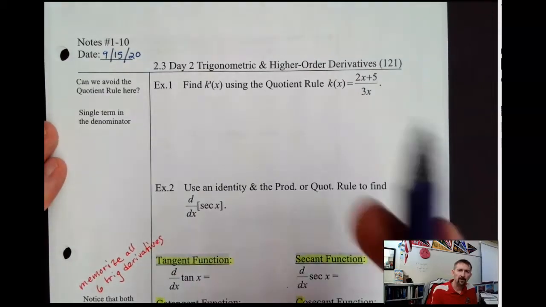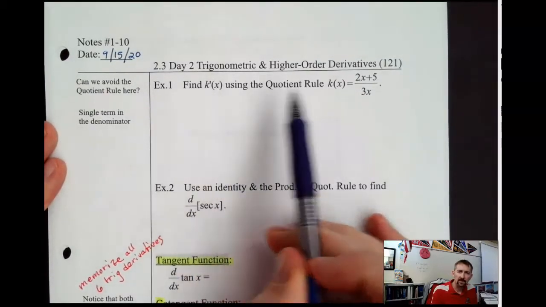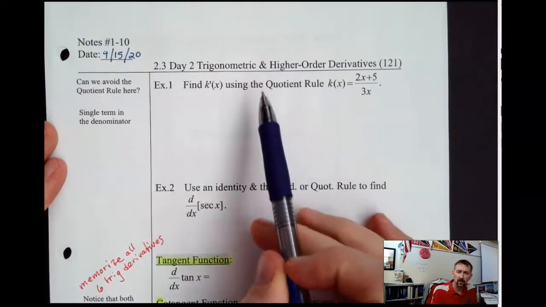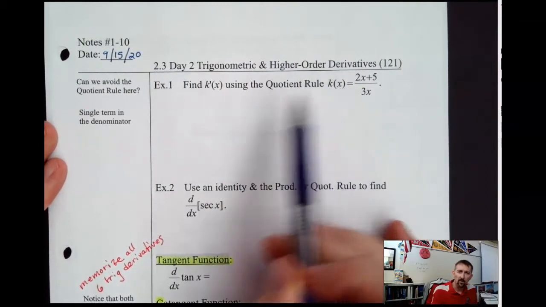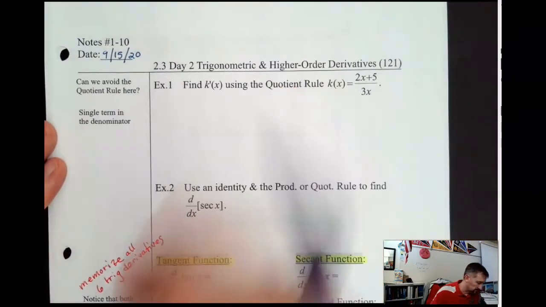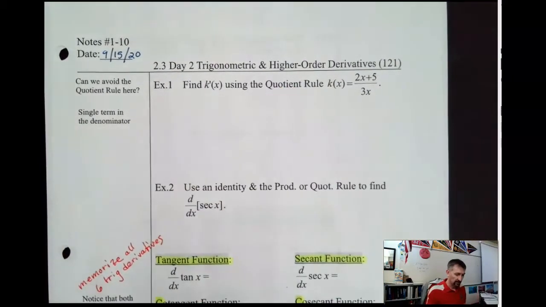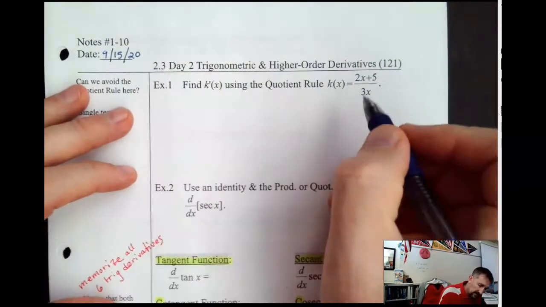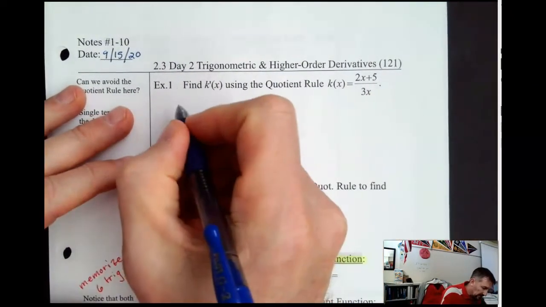Alright, so we want to try this problem first of all using the quotient rule. So you should be able to pause this and do that right now. Hopefully you just got back from pausing it, and we're using the quotient rule.